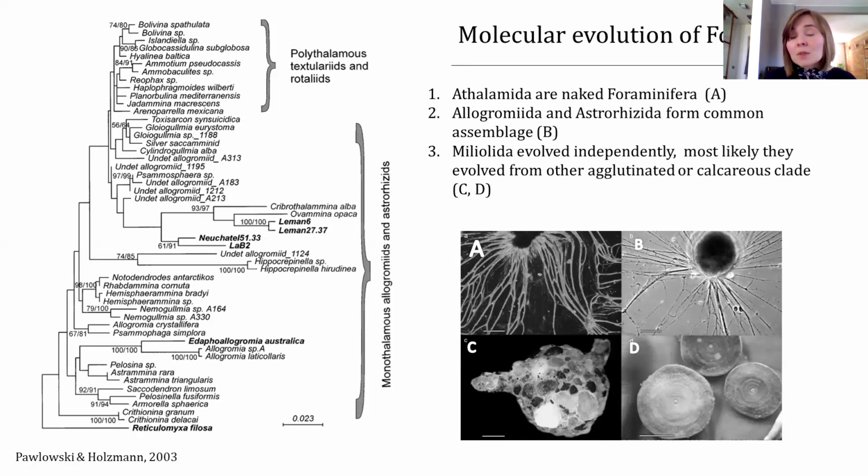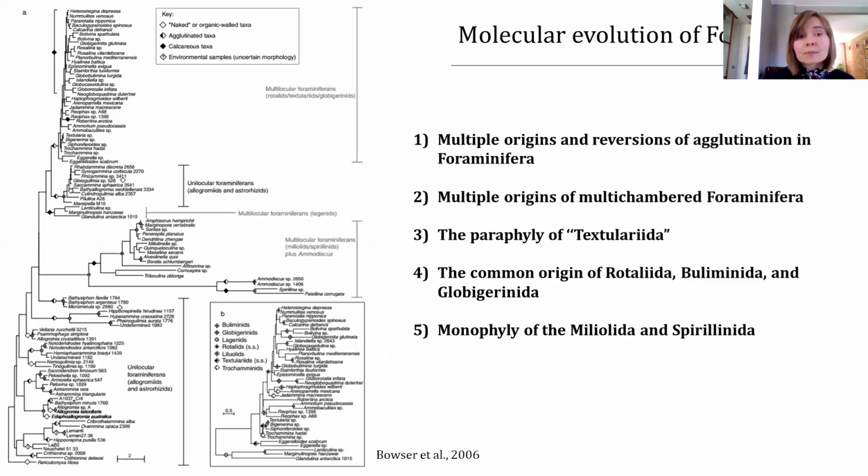Another finding was that Allogromida and Astrorhizids are from a common assemblage. And the third point was that milioliths most likely evolved independently from other, both agglutinated and calcareous, clades, which was not very sure. A few years later, there was another refined phylogenetic tree.